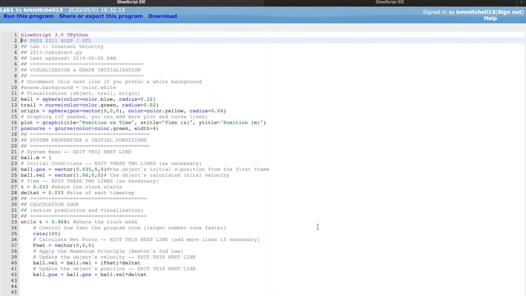In this case, we needed the start and end time of the container's motion, which was plugged into the code right here, where t equals 0.033 and delta t was also 0.033, which marks the time step of each frame. And for the while loop, I set t less than 0.968 because this is the last time that was recorded on my experimental data. The container's position vector was indicated by the point mass of the first frame of the video, and the measurements were calibrated to the length of the container, which was 0.24 meters.